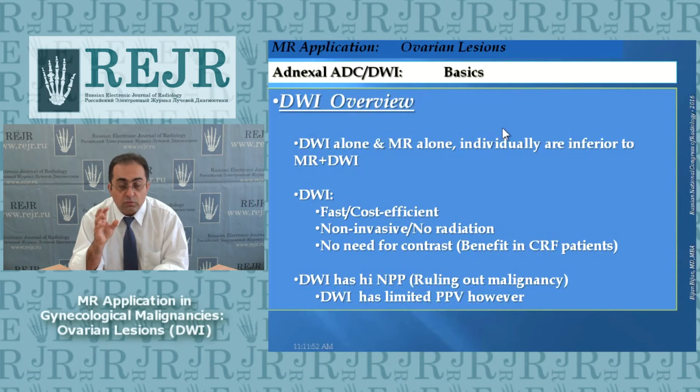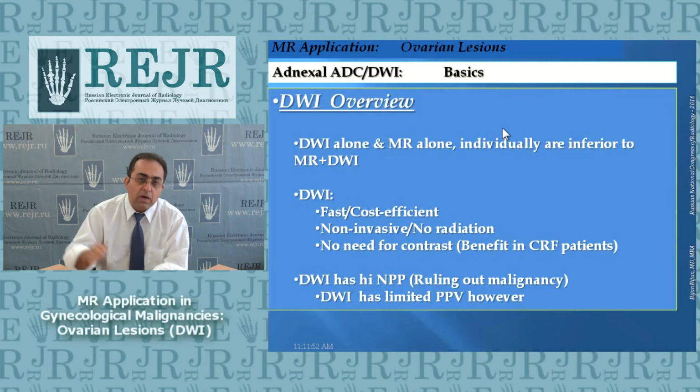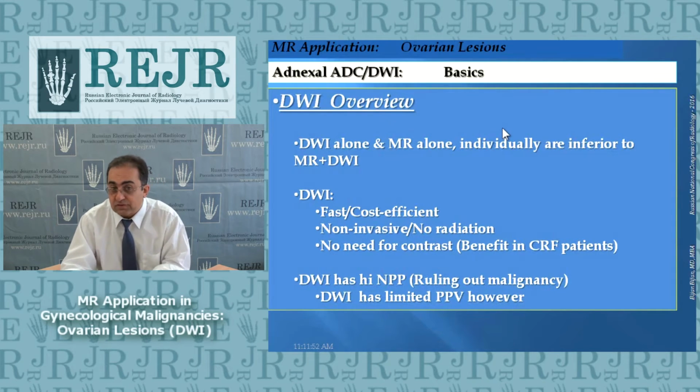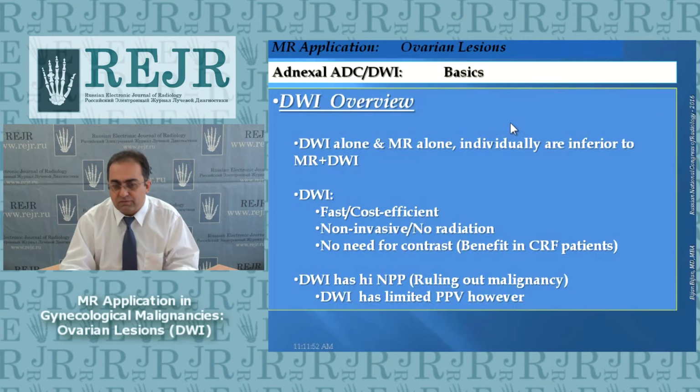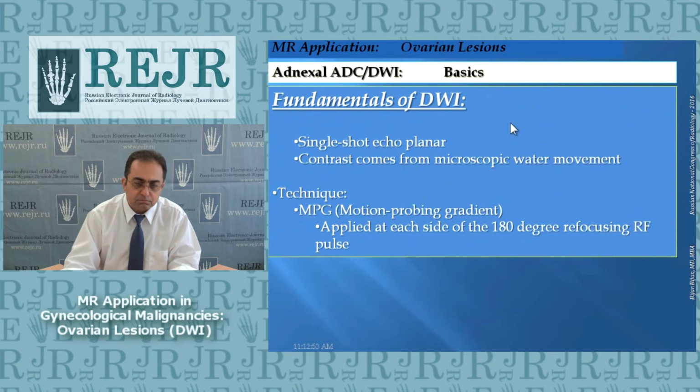So if you do the MRI and you don't see any lesion, and the DWI is also negative, this automatically has a very high negative predictive value. You can kind of count it as a negative study for malignancy. So this is very, very important. But when it shows something, the positive predictive value is limited, as I said.